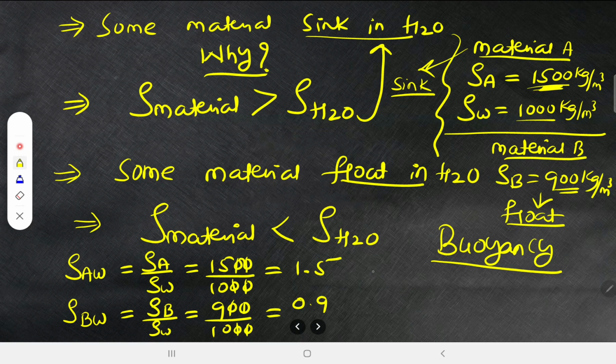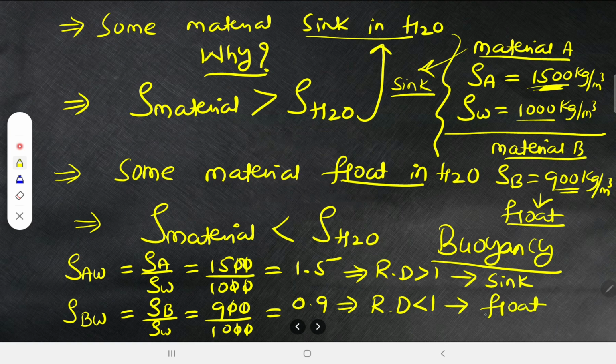Now come here. Material A has a relative density greater than 1, and material B has a relative density less than 1. The materials which have relative density greater than 1 are going to sink. Very, very important concept. The materials which have relative density less than 1 are going to float. If I ask you, there is one material, and with respect to water I have found its relative density as 2. Will it sink or float? Definitely it is going to sink.